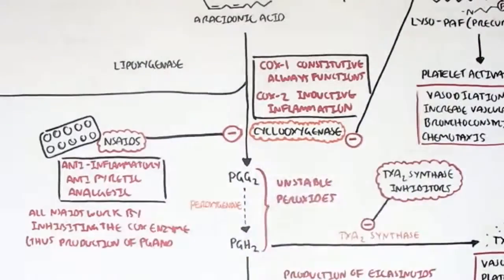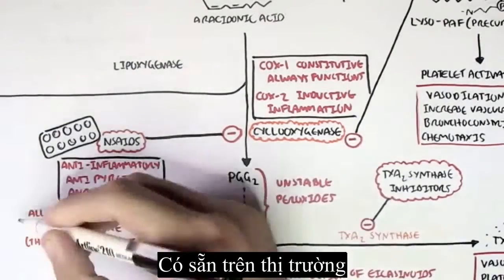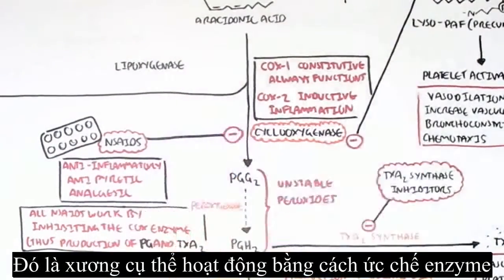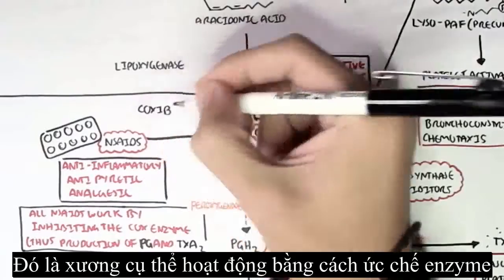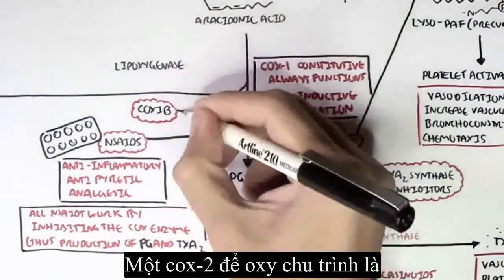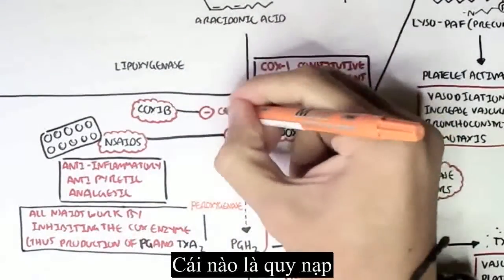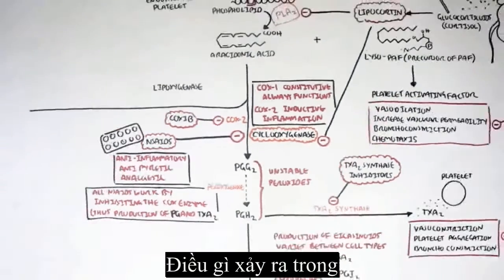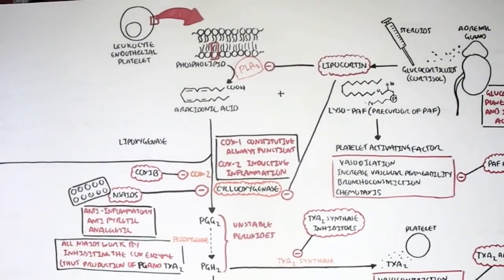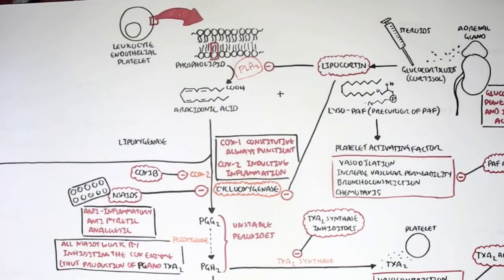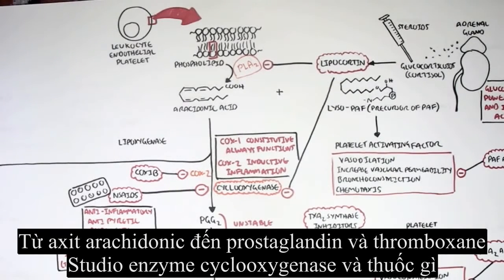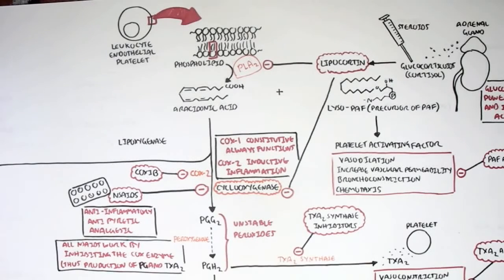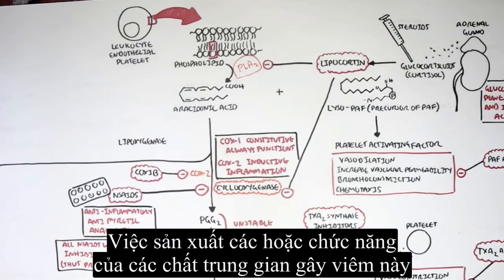A newer type of drug which is available in the market are the COXIBs, which specifically work by inhibiting the enzyme COX-2, so cyclooxygenase 2, which is the inductive one, which occurs during inflammation. So now we know the pathway from arachidonic acid to prostaglandins and thromboxanes through the enzyme cyclooxygenase, and what drugs can be used to prevent the production of these or the function of these inflammatory mediators.